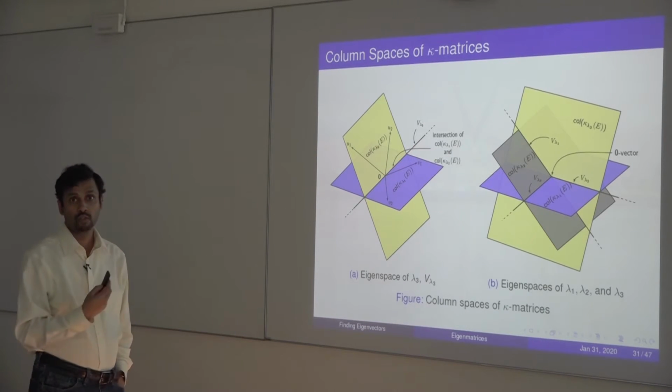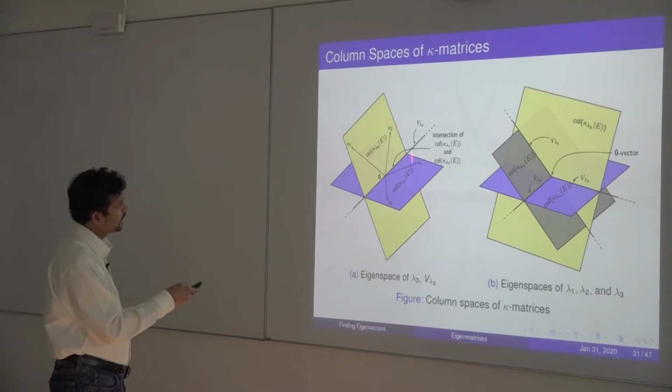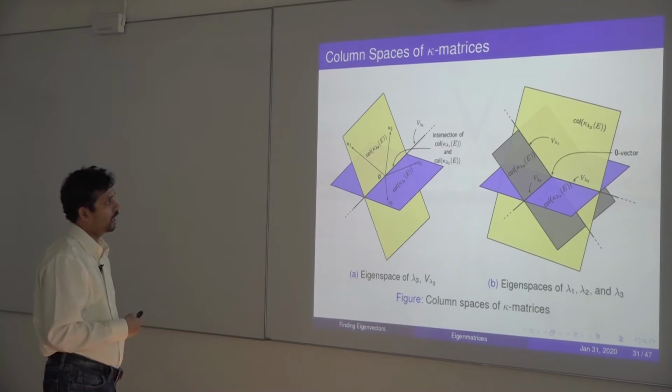So in the case of two dimensions, you can see they cut through a line, and so the goal is to find that common line, because we know that the eigenvector of lambda 3 is sitting in this column space and that column space. So that means it has to be common to both.